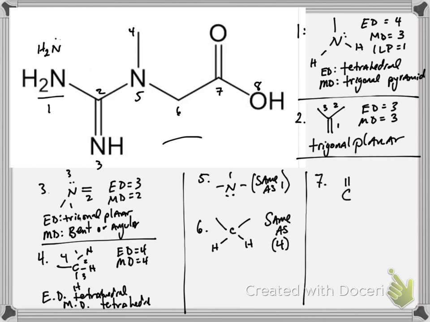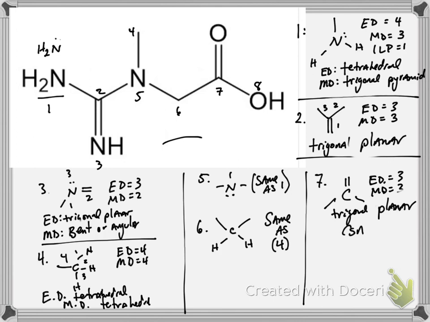If we go into 7, here we have a double bond and 2 single bonds. So this is an electronic domain of 3, molecular domain of 3. So this is trigonal planar. Let's see, did I change that? Yeah, trigonal planar.